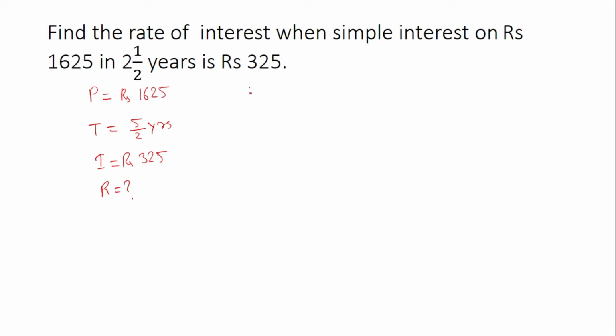So the formula for rate is I into 100 by principal into time. Now put the values. 325 into 100, principal was 1625 into time is 5 into 2. So when you solve it, you will get the answer 8%.